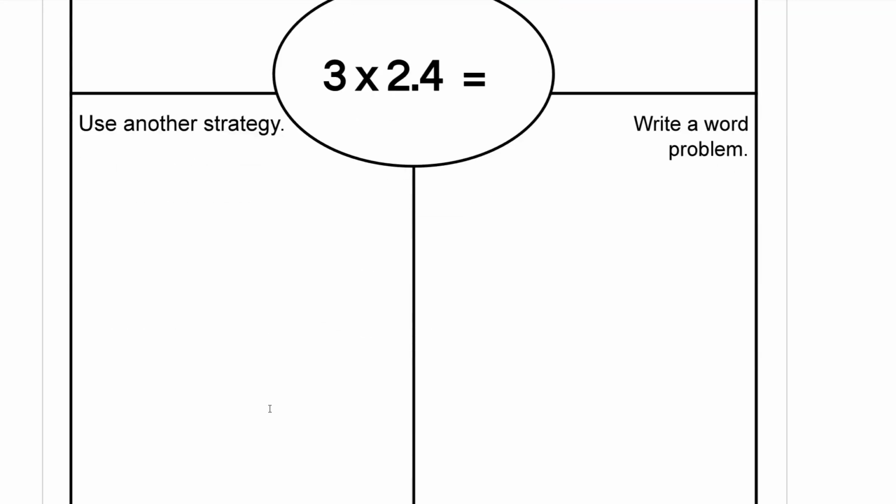Okay. So I'm going to make it super easy for you guys today. So 2 4/10 plus 2 4/10 plus 2 4/10. That is another strategy. Since it's only 3 of them, that's pretty easy to add. Yeah, please, you can do that. And then write a word problem.